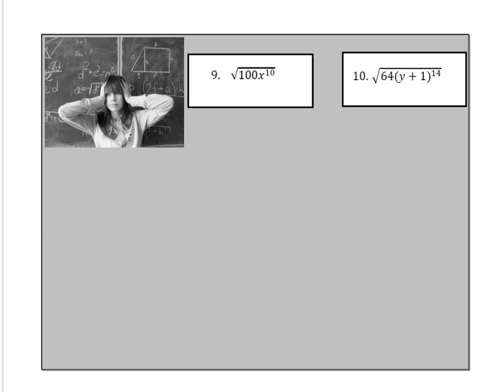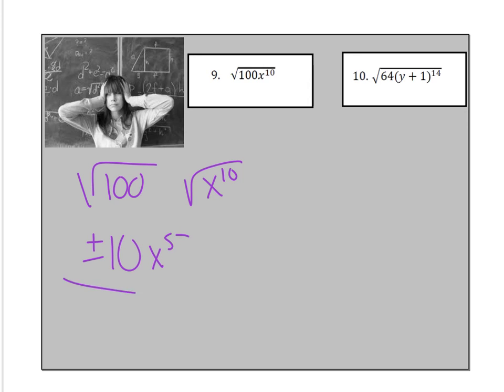So 9, hopefully you're starting to kind of pick this up. Hopefully it's not too brain breaking for you. So you have square root of 100, square root of x to the 10th. So square root of 100 is plus or minus 10. Square root of x to the 10th is just going to be x to the 5th, right there.